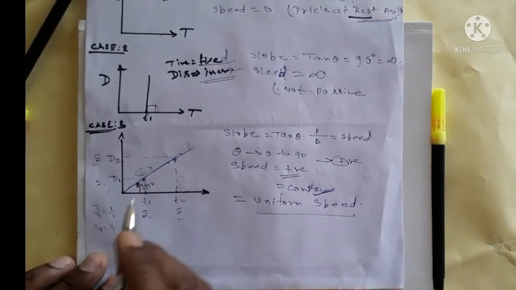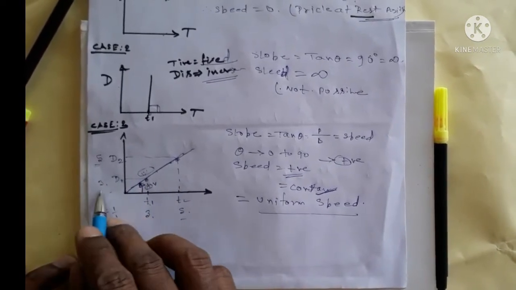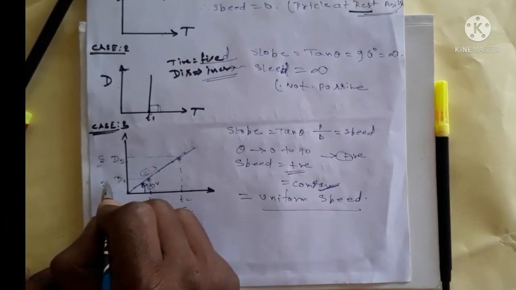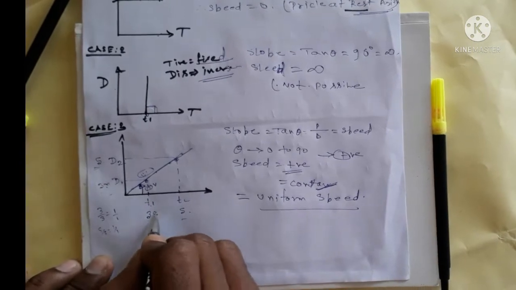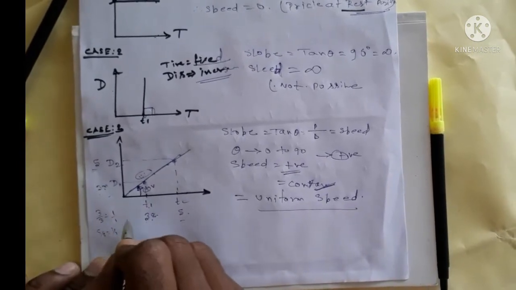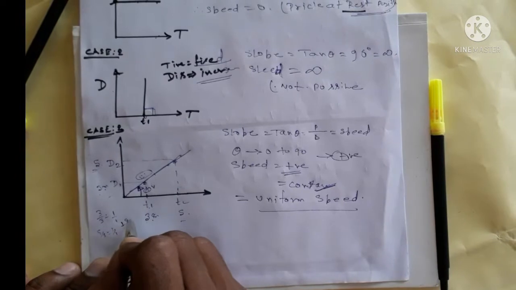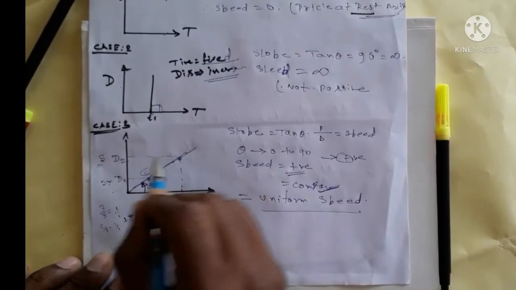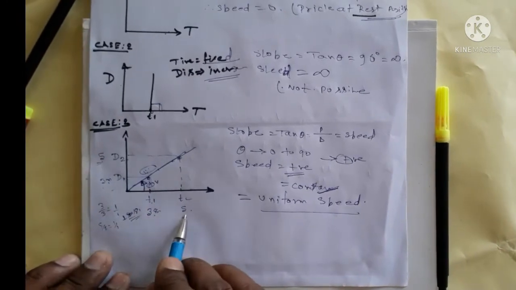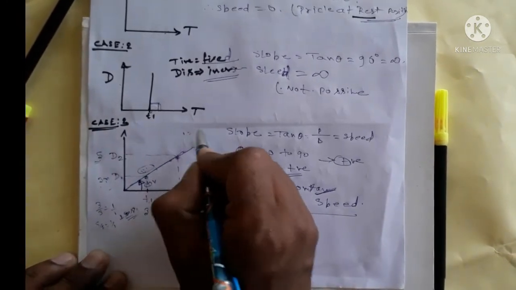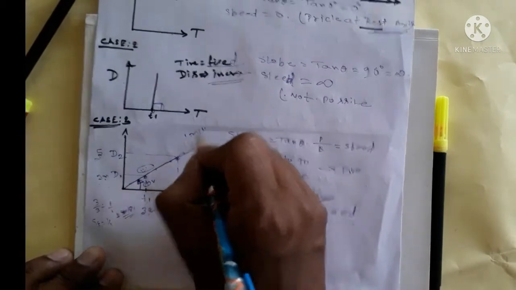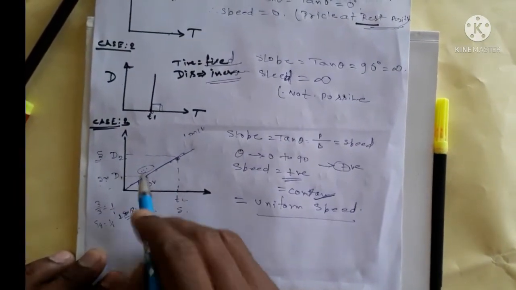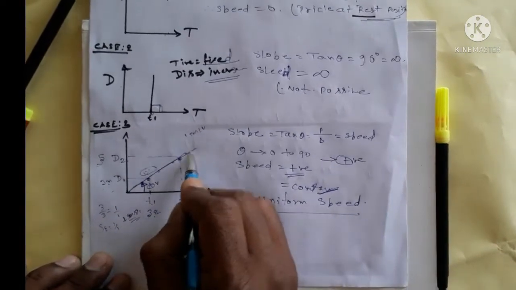Suppose at this point speed is equal to distance by time. Distance is equal to 3 meters and time is equal to 3 seconds. So speed is equal to 3/3, 1 meter per second. Here at this point, 5/5 is equal to 1 meter per second speed. Here every point has equal speed, meaning at every point speed is equal and constant.